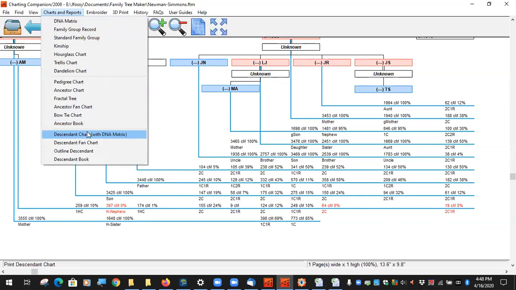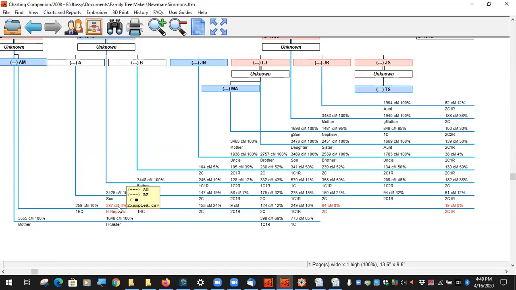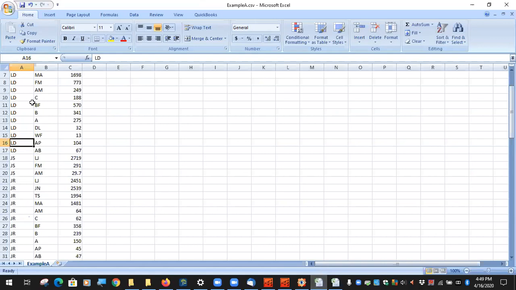I did it two ways where I just nudged these values up a little bit so that Charting Companion thinks they're possible. And I've also said, well, let's just eliminate those three match values. And if you click on them here, that's AM to BF in example A.CF. Well, AM to JR and AM to C. I go into that match file. So there's JR to AM. I just delete it.